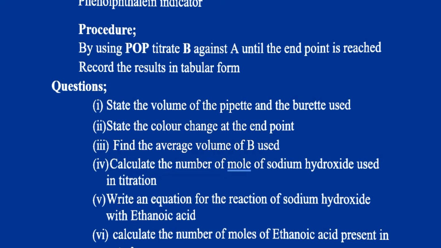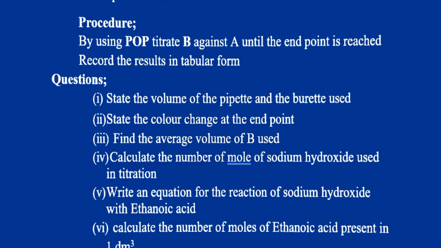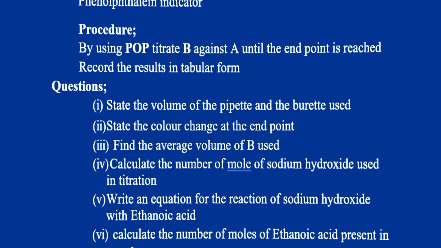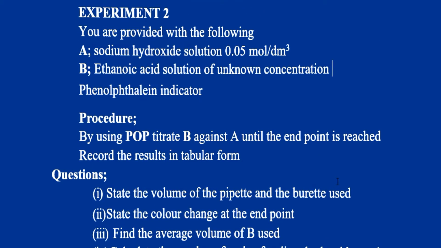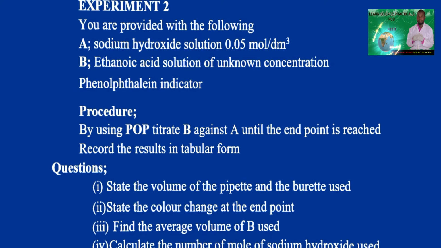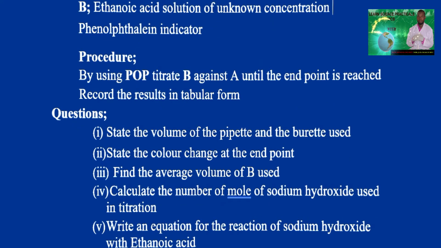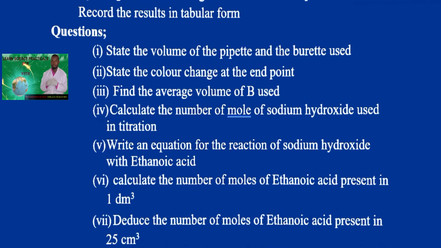After titration, you are going to meet the questions. You are supposed to note the data above clearly. The questions state the volume of pipette and the burette used, so you note the readings on that apparatus. The burette is 50 mL, and the pipette is according to the question. State the color change at the end point, that is, when the titration ends. Then find the average volume of B used, the titre volume after titration.